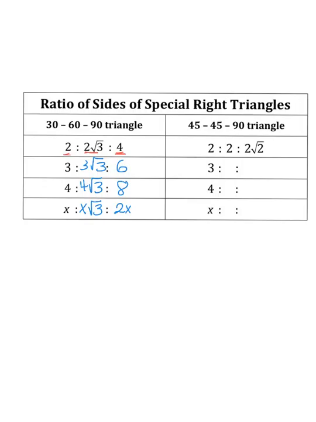So for the 45, 45, 90, we have the two sides that are the same, but we take the length of that side and multiply by radical 2 in order to get the hypotenuse. Same goes for all the rest of these. So we have the same value here, and then it's 3 radical 2. Same value here, then it's 4 radical 2. Same value here, then it's that value times a radical 2.